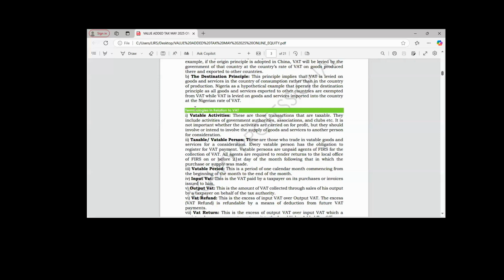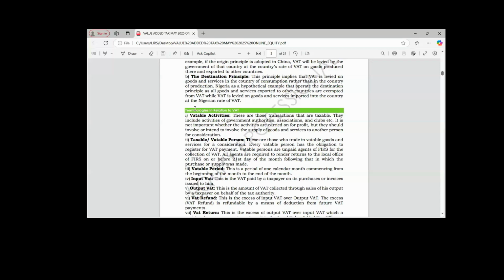VATable activity. What they mean by this VATable activity, they can also call it taxable activity. Those are activities that are liable to VAT. So the name that we are going to be using for the purpose of value added tax, either we call it a VATable activity or taxable activity. Those are the goods and services that are liable to payment of VAT.